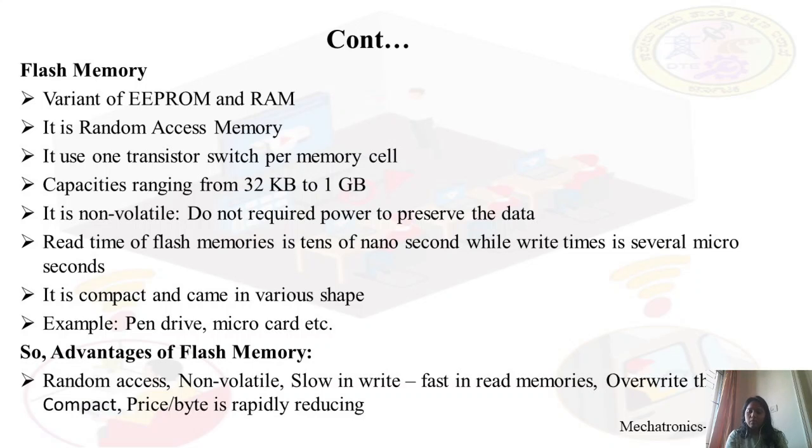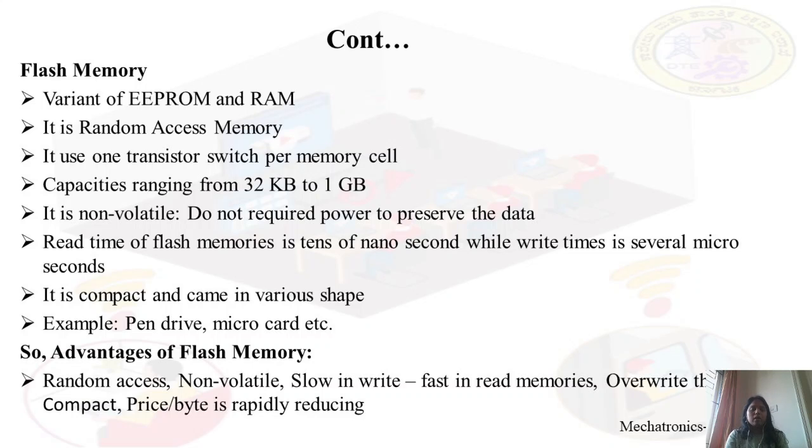See here what happens in this. It is a combination of double EEPROM and RAM. When the power is about to go off, immediately the data that is stored in the RAM is transferred to the double EEPROM. And when the power comes back, it is retrieved from the double EEPROM to the RAM. Read time of flash memories is tens of nanoseconds, but write times are microseconds. Read time is faster than write time.